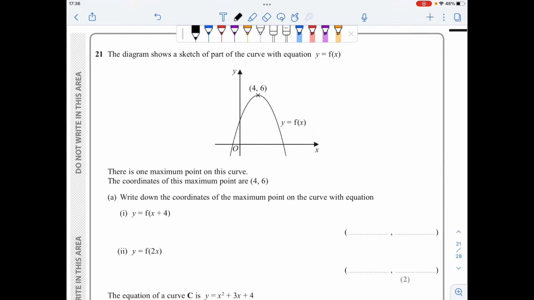For A1, this transformation is a translation by 4 units to the left. So the maximum point will go to (0, 6). The second transformation is a stretch along the x-axis with a scale factor of 1 over 2. So the x coordinate becomes 2, the y stays the same.